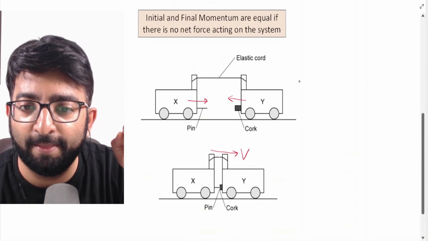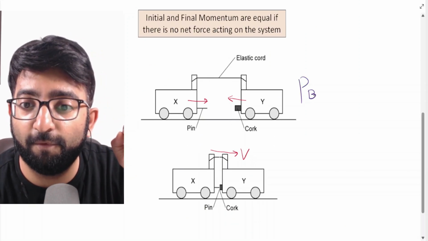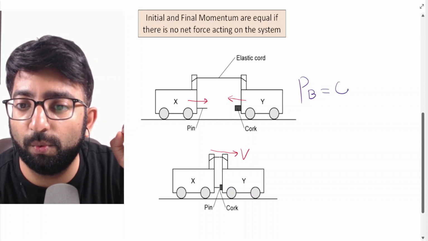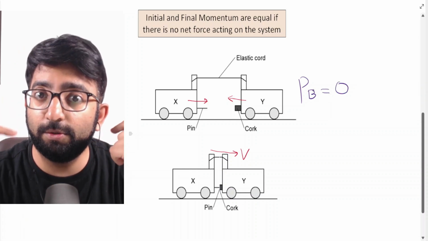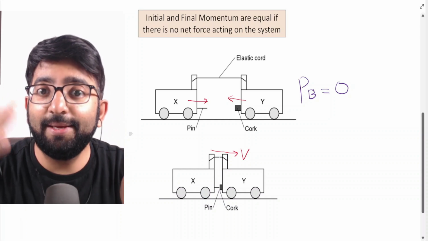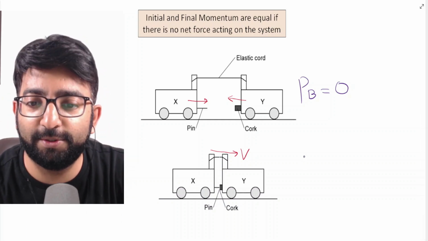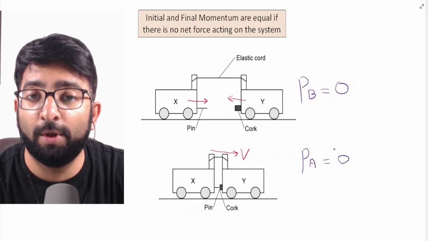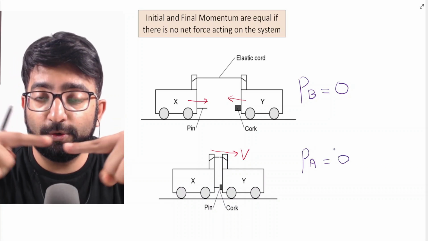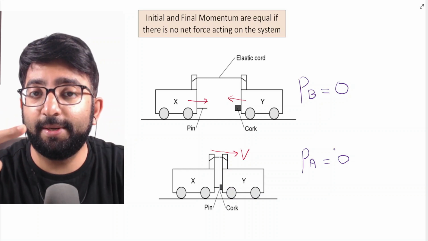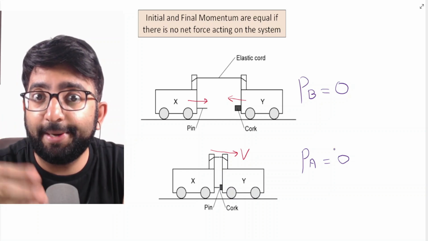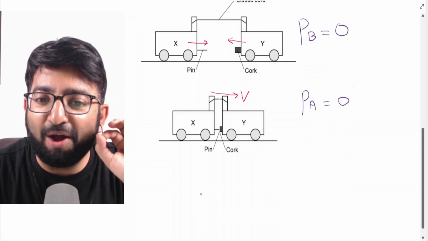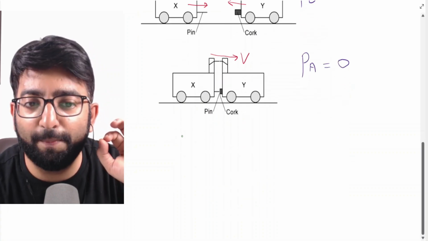So let's write down: momentum before, B is before, will be equal to zero. And according to the law of conservation of momentum, even the final momentum needs to be zero. So let's write down: momentum in the after case will be equal to zero. So when the two trolleys combine together to become one big object, even then the total momentum of the system should be zero. Now, in the after case, what will be the momentum?